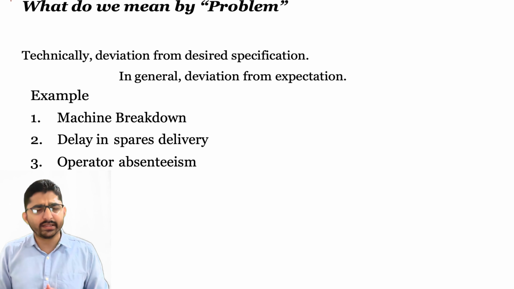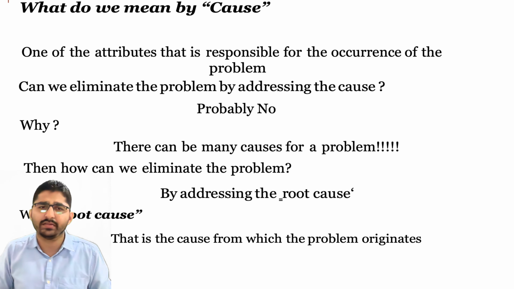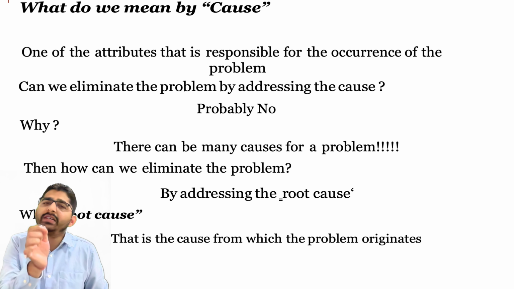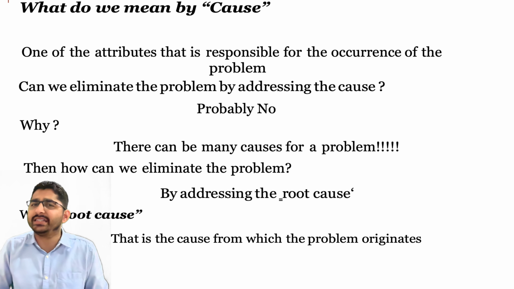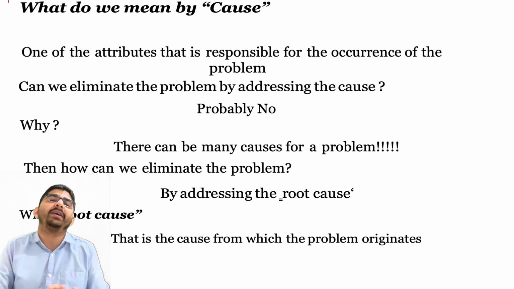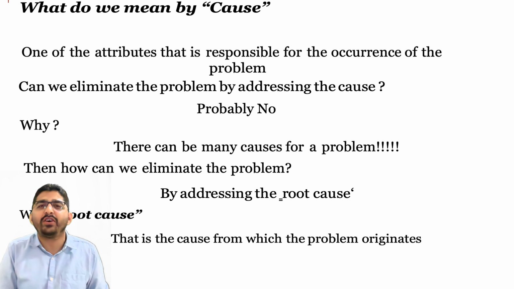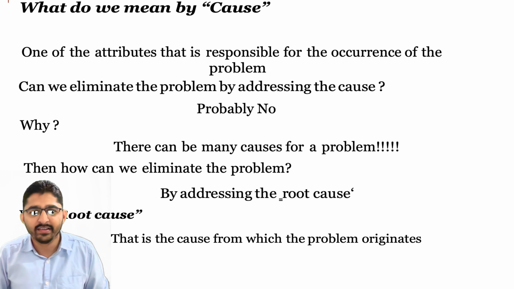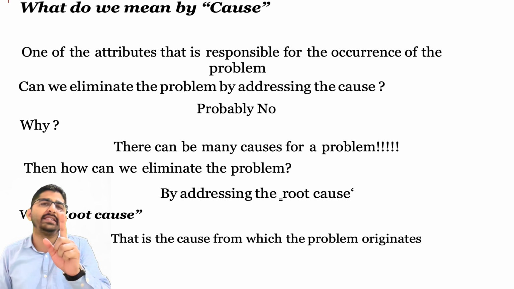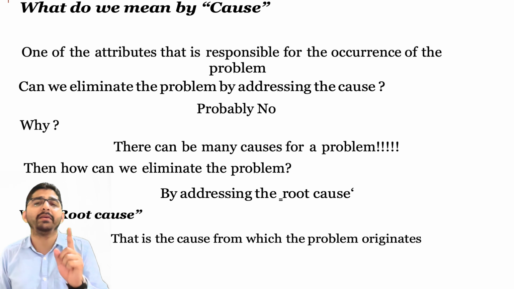Now we need to answer why this problem occurs. What is the reason for the problem, right? First of all, we need to understand the meaning of the word cause. What do we mean by cause? It is one of the attributes that is responsible for the occurrence of a problem. Can we eliminate the problem by addressing the cause? Probably no, my friends. But why? Because there can be many causes for a particular problem. A problem will never happen with one reason. It can happen with multiple reasons. So each reason is a cause, which means there are multiple causes, my friends.